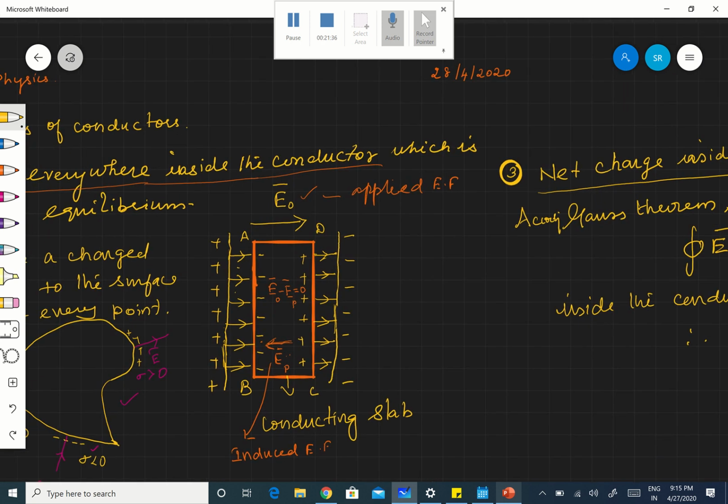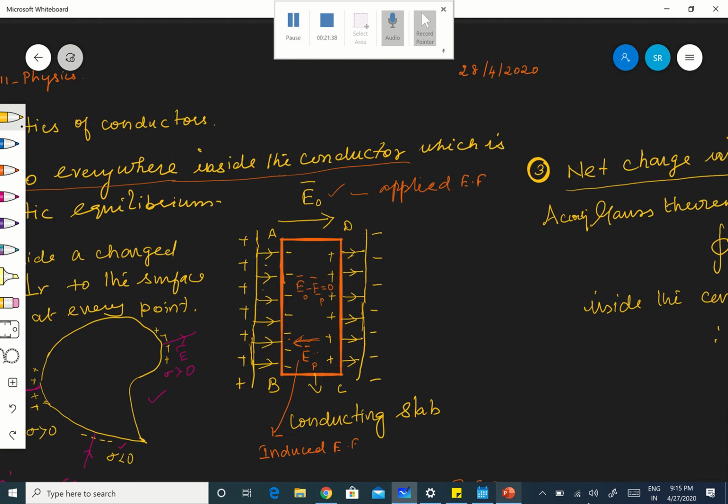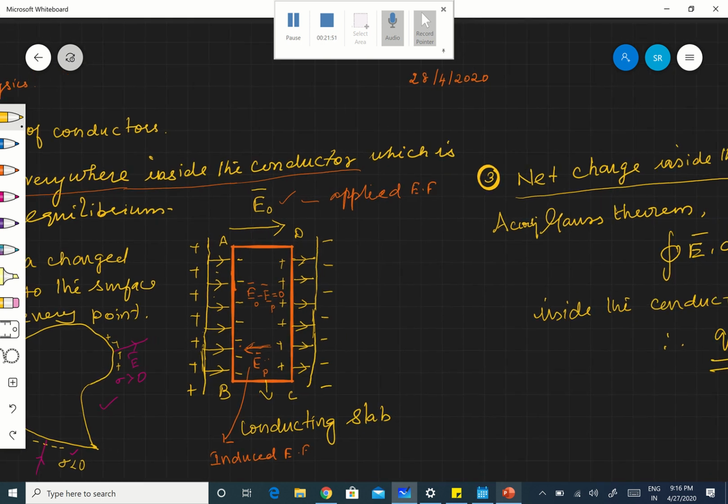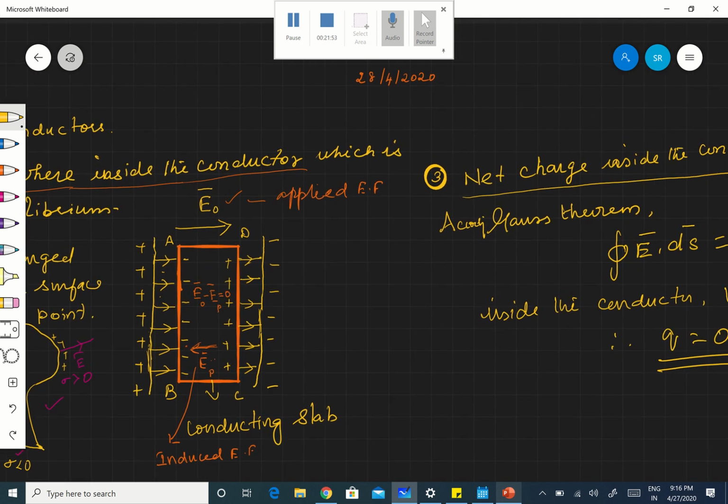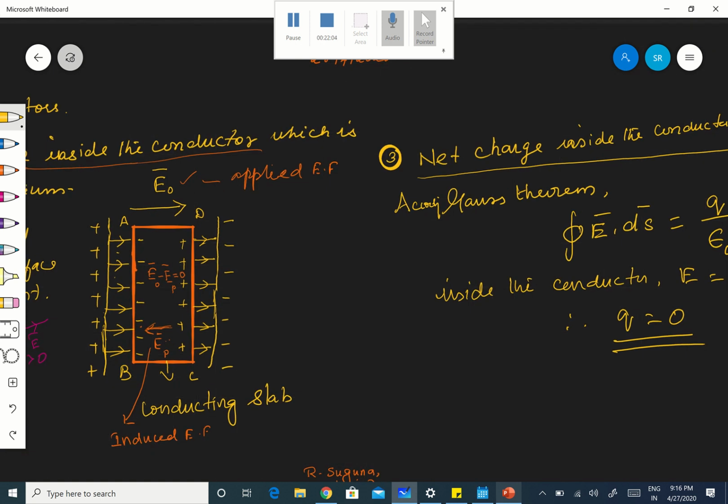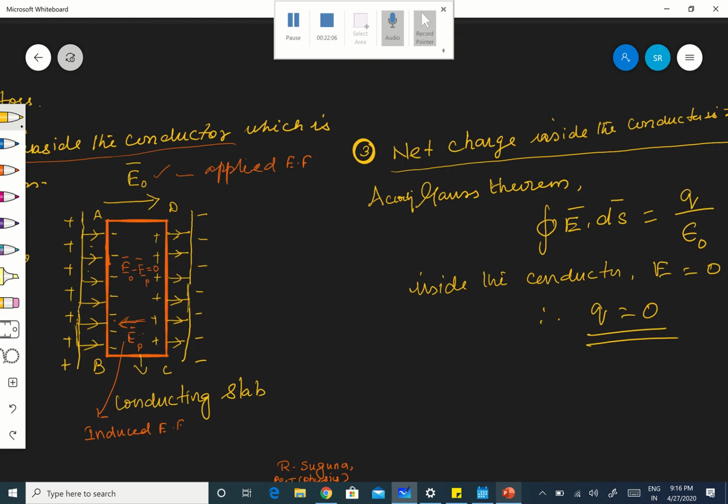Hope you are following. Excess charge does not mean that they have positive atoms. Every atom has negative and positive charge, that is different. But you are deliberately giving some excess charge. Once you give some extra charge to the conductor, all these charges will arrange themselves such that they reside entirely on the outer surface of the conductor. There is no charge inside the conductor. Very, very important.